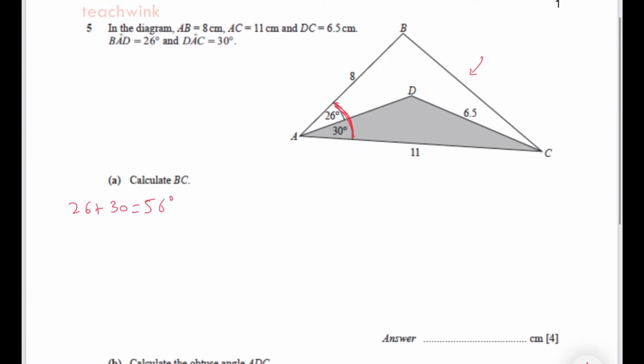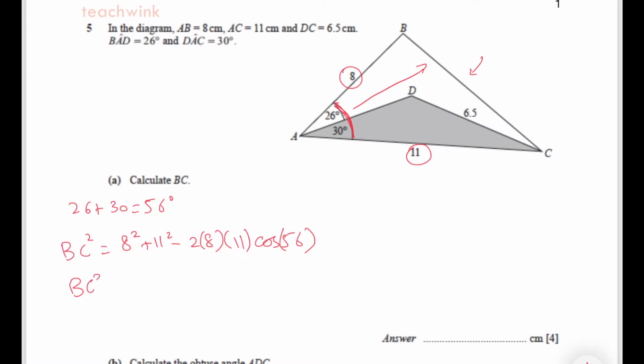Now we use the cosine rule by writing BC squared. Why BC squared? Because this line is in front of this angle. BC squared is equal to 8 squared plus 11 squared, which are the two sides, minus 2 times 8 times 11 times cos of 56. Now let's plug this into the calculator: 8 squared plus 11 squared minus 2 times 8 times 11 times cos of 56.